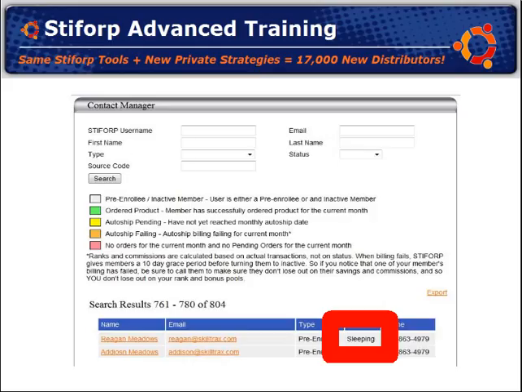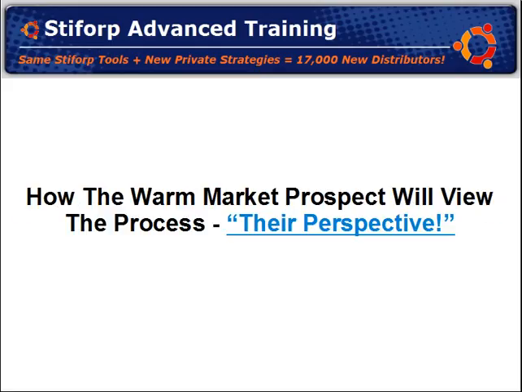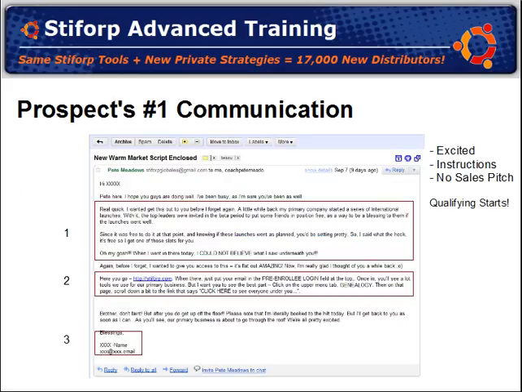In other words, once you've submitted the individual prospects that you've listed for your warm market, they will not be sent anything from the system. That's going to begin through a manual process that will involve a very basic copy, paste, and send of warm market script number one. That's that phase one piece that we were talking about. Now, as you begin to release this, let's take a quick diversion over to how the warm market prospect will view the process. In other words, what's going to be their perspective of what they're about to receive as you release the first script in the warm market series.